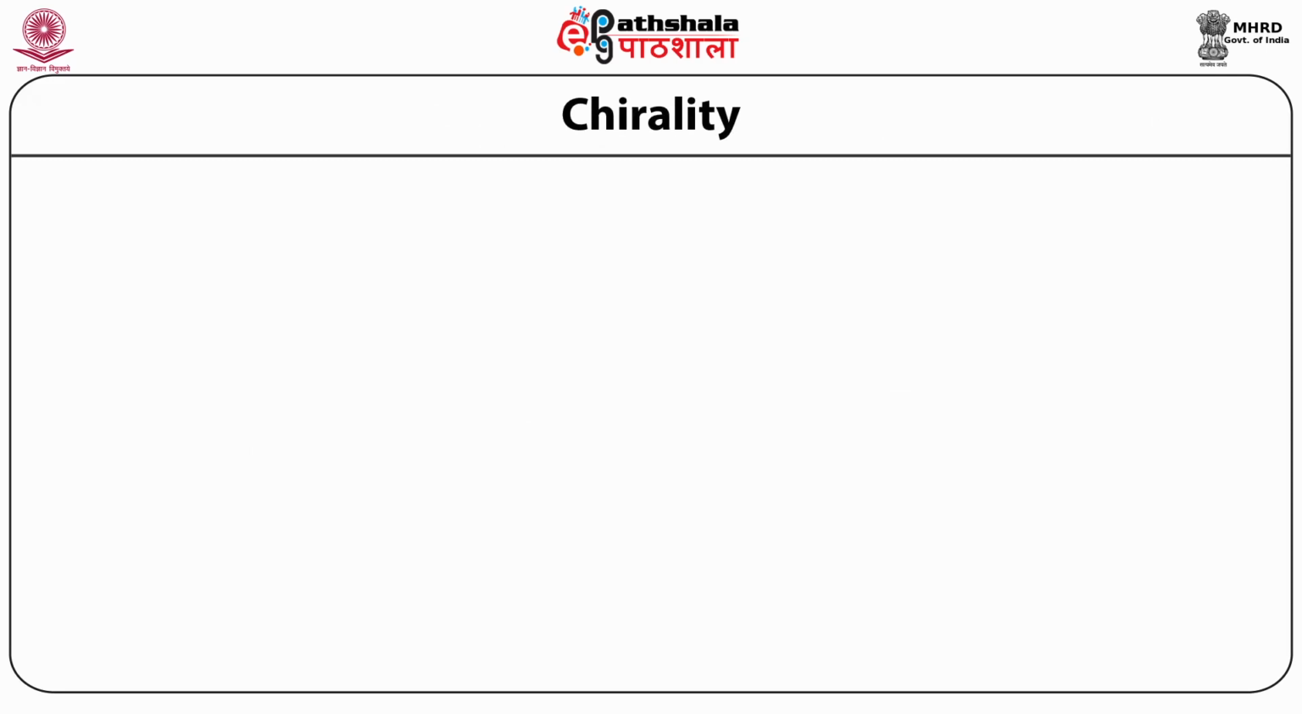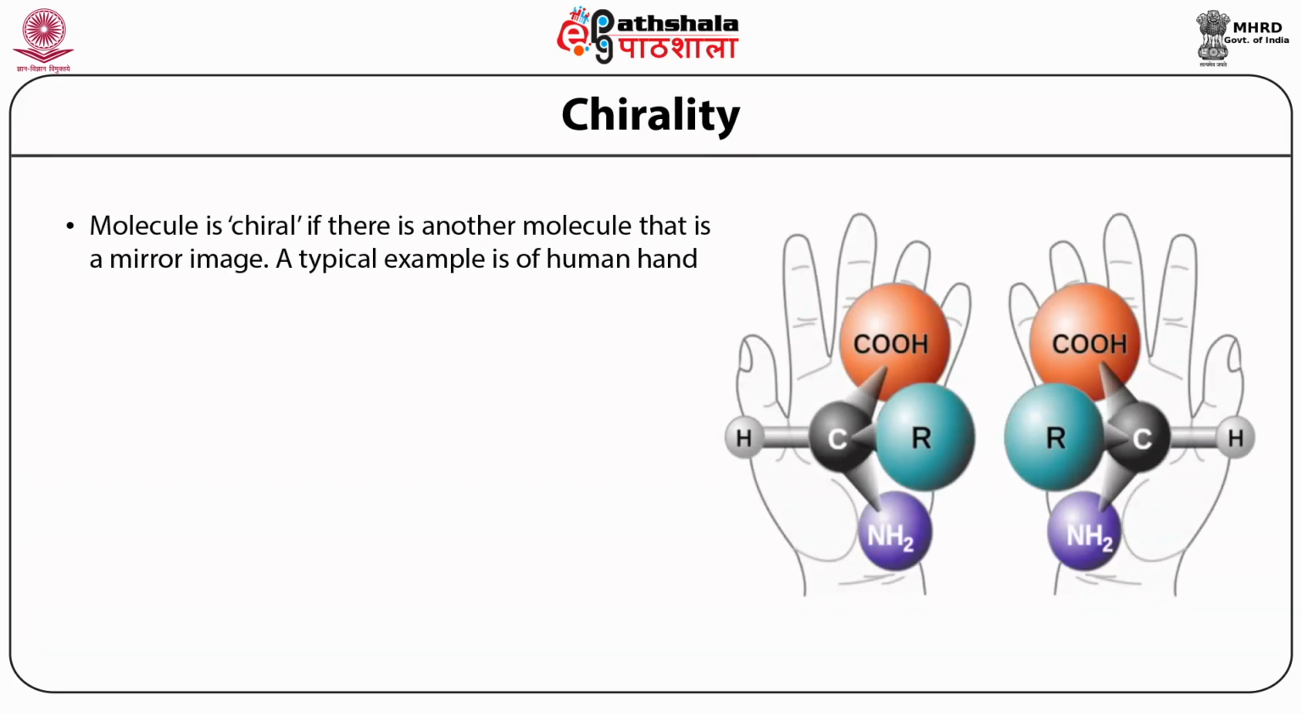Chirality. Amino acids are chiral molecules. What do we mean by chirality? A molecule is chiral if there is another molecule that is a mirror image of the same molecule. A typical example is of the human hand. Your left hand is a mirror image of your right hand. So also are the amino acids. There are left-handed and right-handed.